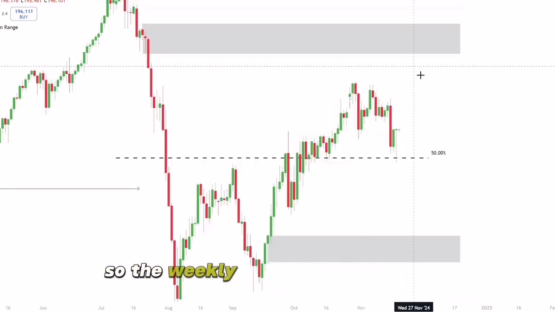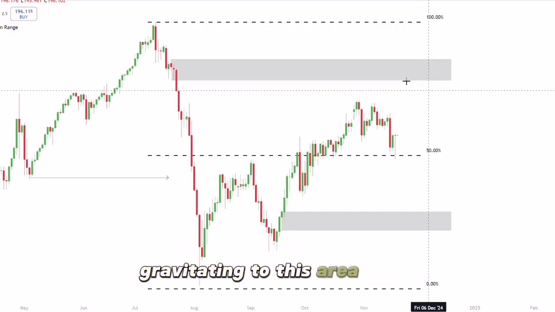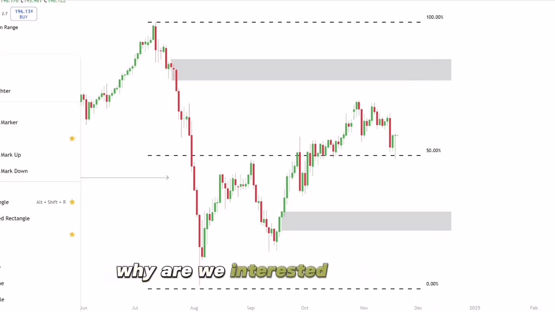So the weekly is overall bullish, right? So my overall narrative leans towards price gravitating to this area. Again, why does price gravitate to this area? Why are we interested in this area?